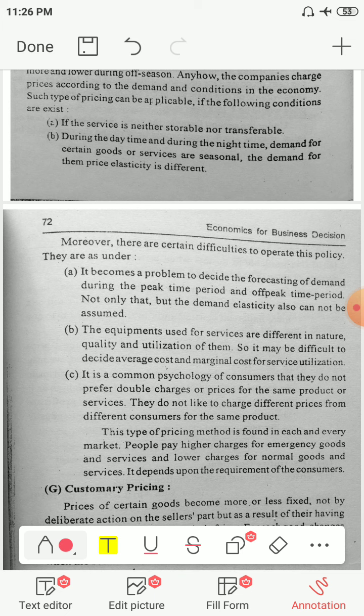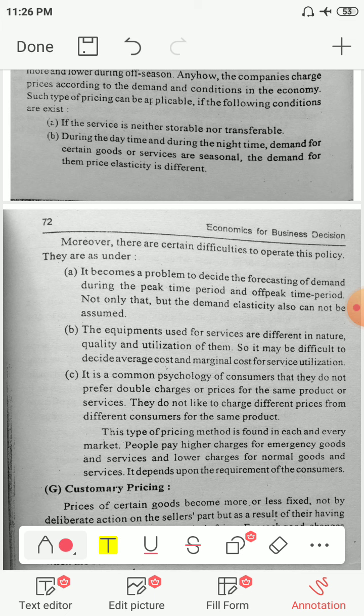But with services we cannot do the same thing. We cannot say that the hotel room vanishes in the off-peak period and will reappear in the peak period. No, not at all. It will be there. It will remain there.